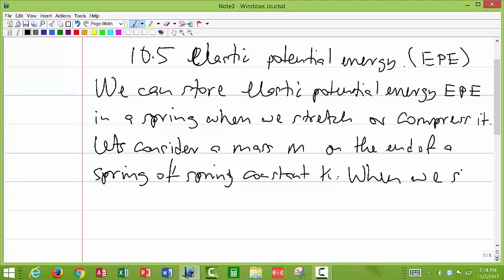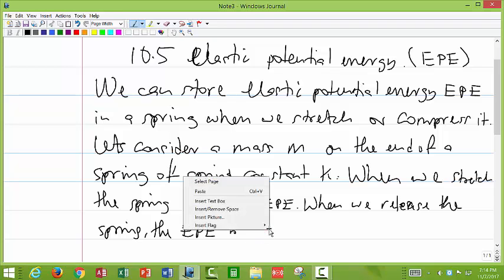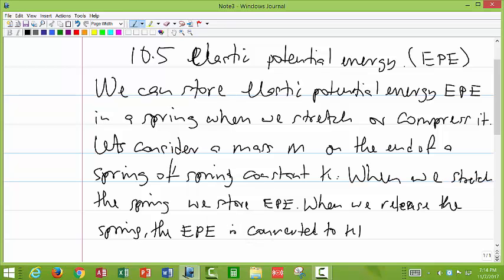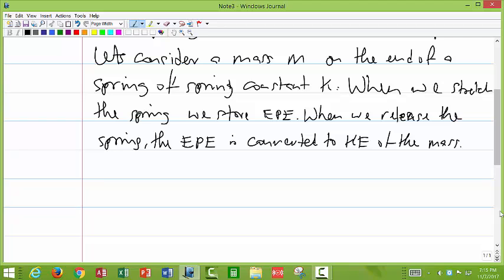So when we stretch the spring, we store elastic potential energy. When we release it, the elastic potential energy is converted to kinetic energy of the mass. And we are working on a smooth surface, of course, so we are assuming that there is no energy loss.